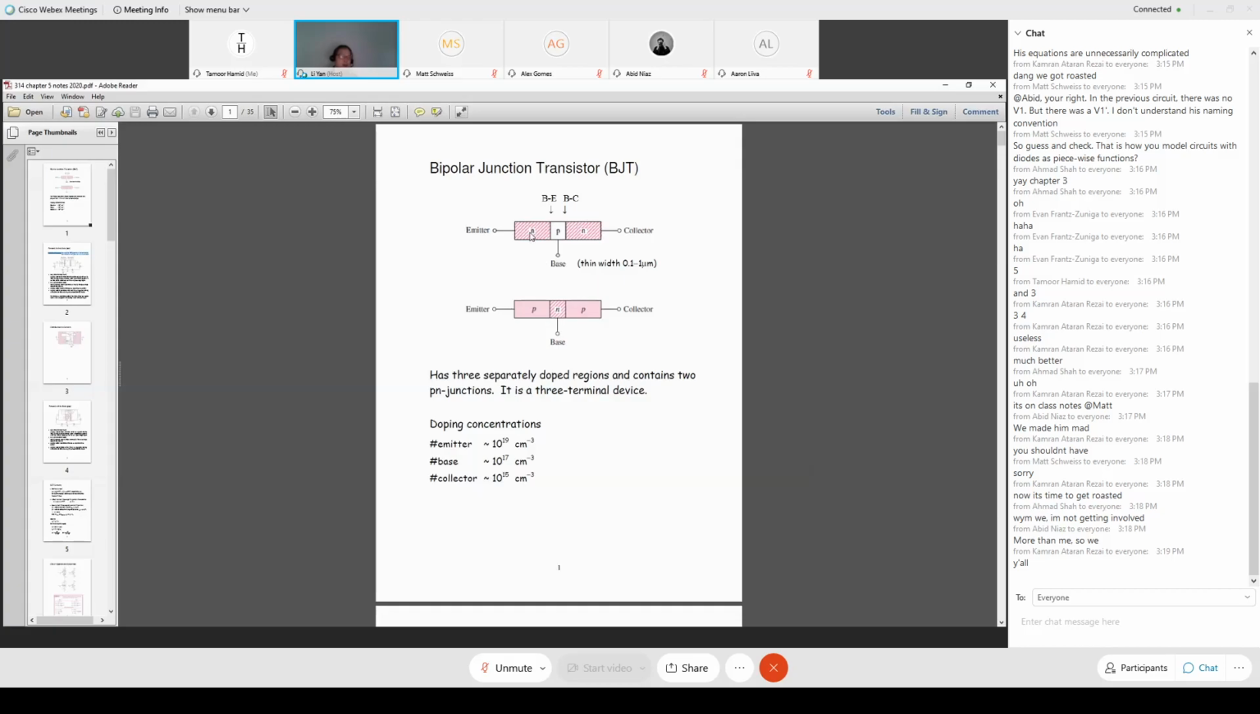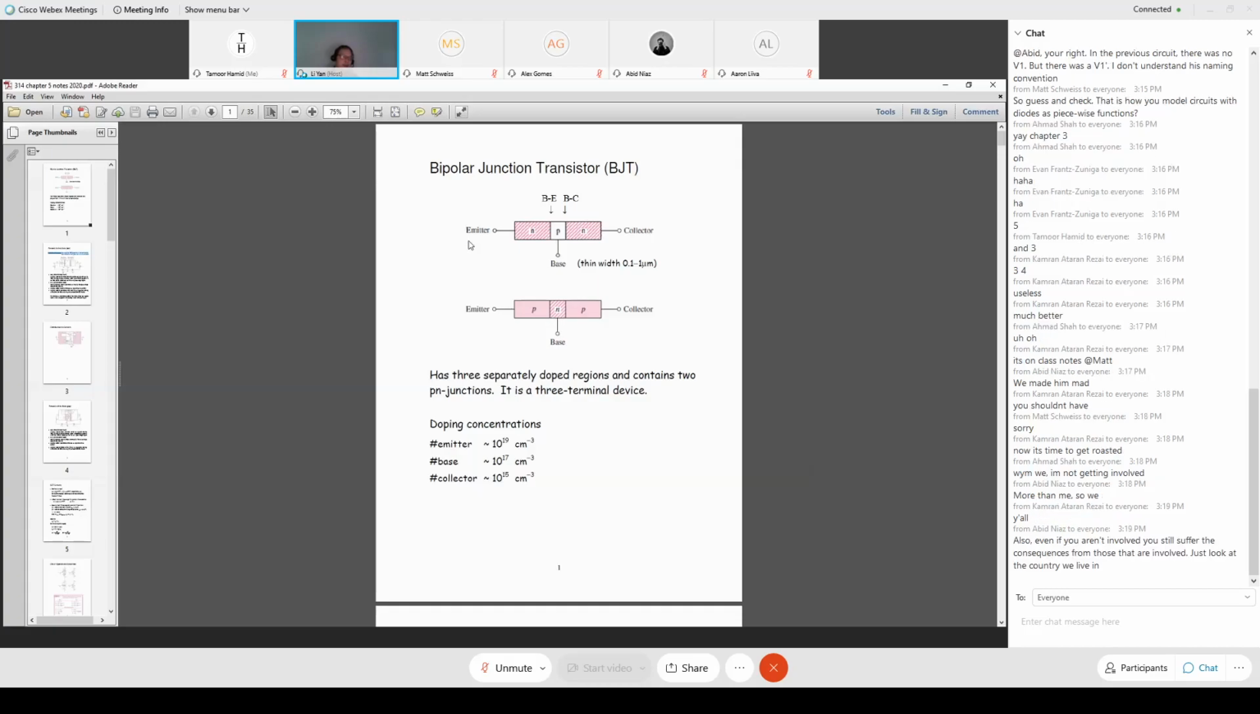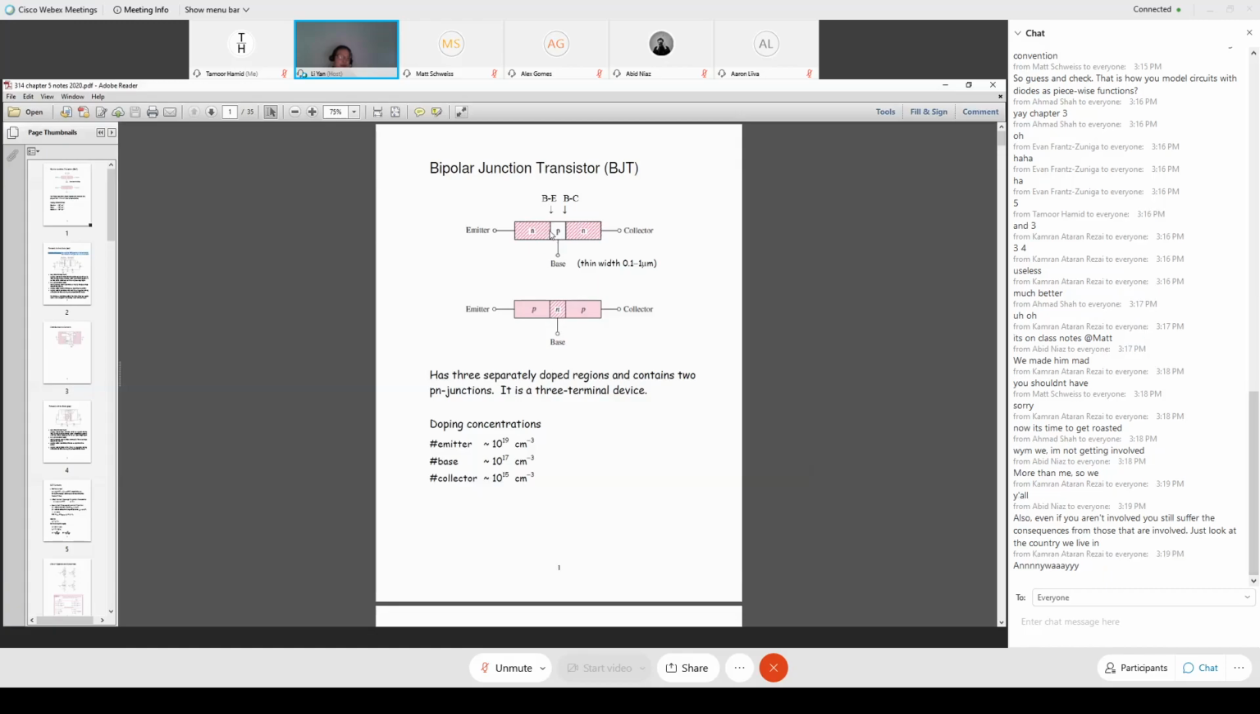At least in the book, the region on the left we refer to as the emitter terminal. The middle one is the base. The right side is the collector terminal. So it's a three-terminal device, with three material regions. Between the three material regions, you have two interfaces. Two interfaces are two PN junctions. So we learned the PN junction, and all that knowledge I will use here.